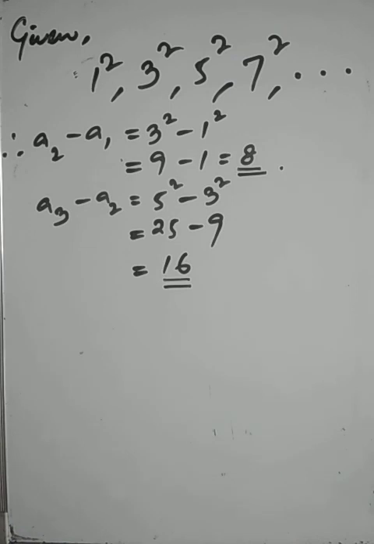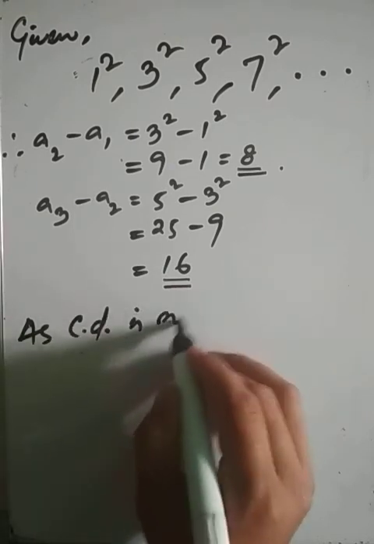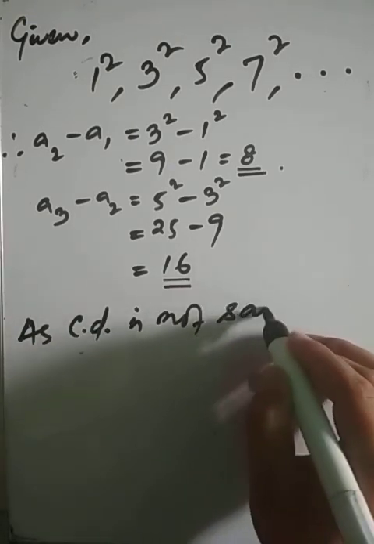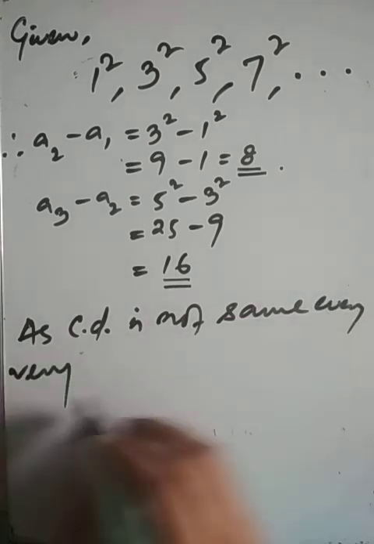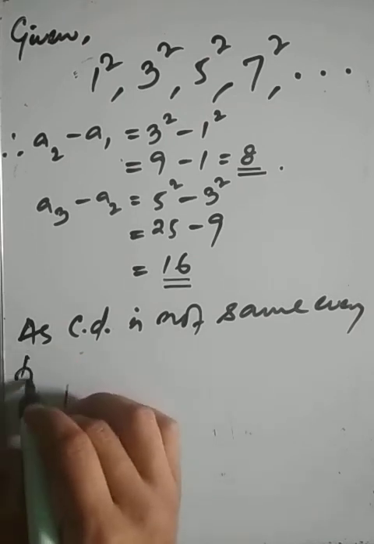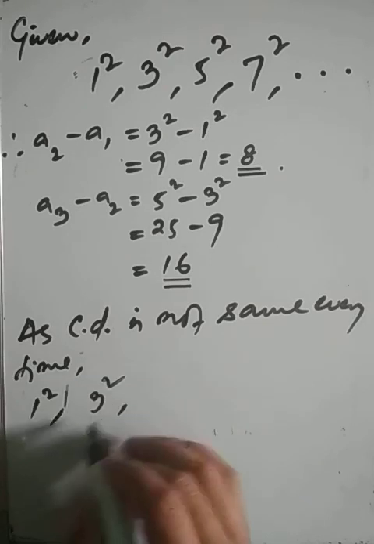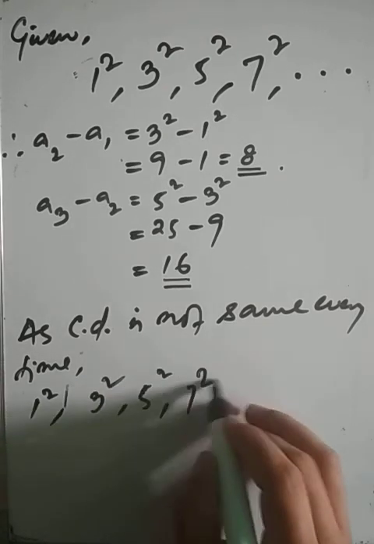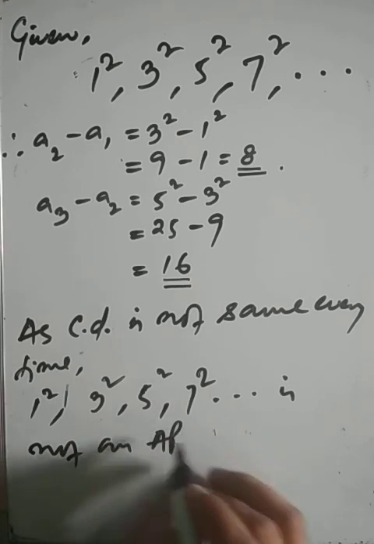It means that the common difference is not the same every time. So 1 square, 3 square, 5 square, 7 square is not an AP.